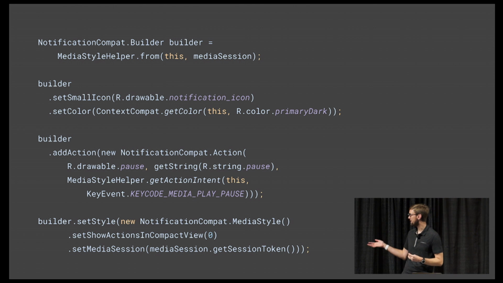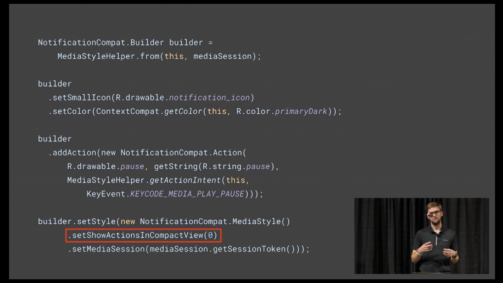So here I'm adding a pause action using our get action intent. And then our style actually just uses two methods, one called setShowActionsInCompactView. So this is what sets what actions appear in that single line view. By default, none will. So you probably want to set some zero-indexed array of what buttons to have. So if you want the second button you've added, you'd add button 1. If you want the second and third, 1 and 2, etc.